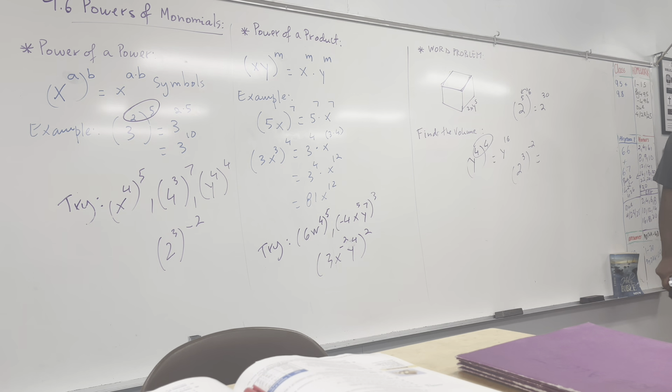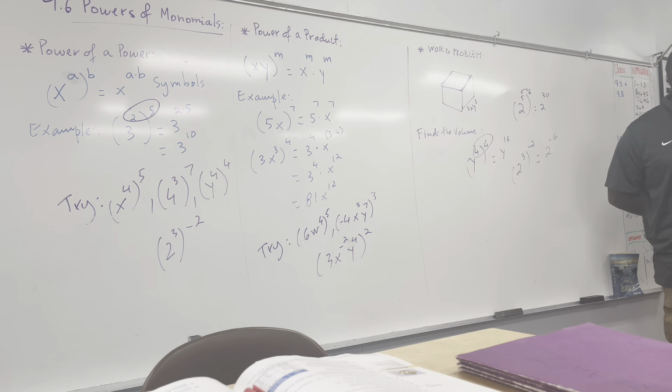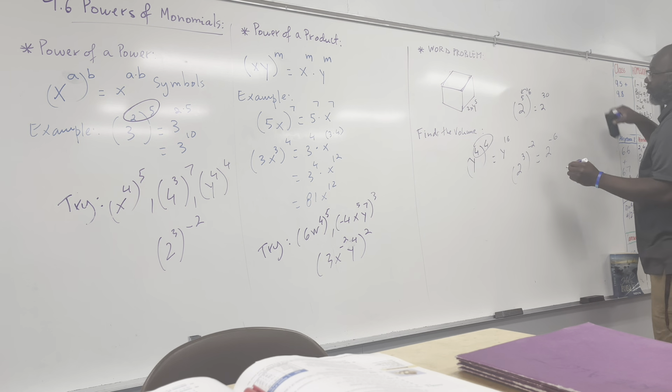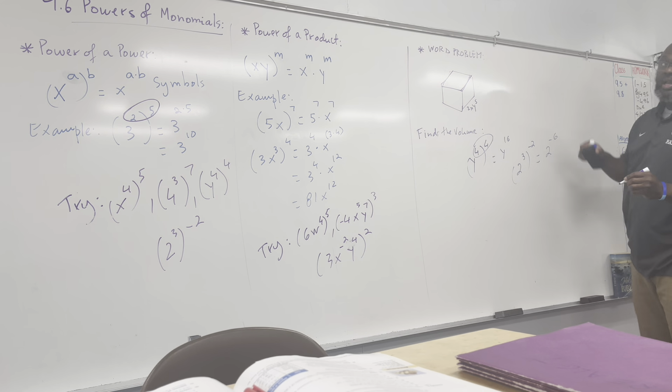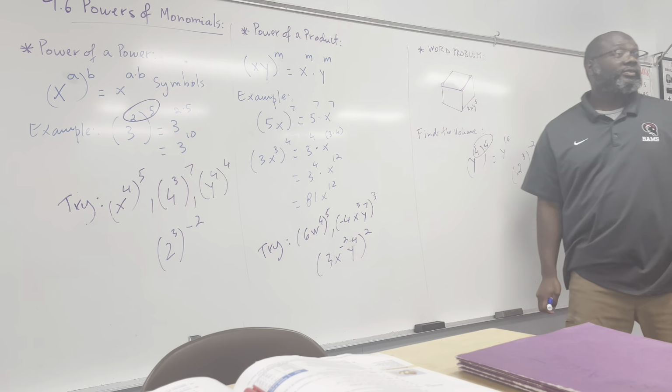Kenzie, what's that going to give you? 2 to the 3rd raised to the negative 2. That's 2 to the negative 6. And remember what we did a couple of sections ago? When we have a negative exponent, how do you write it by getting rid of the negative? Who remembers how to do this? When you have a negative exponent. Anybody want extra credit? How do you do it?